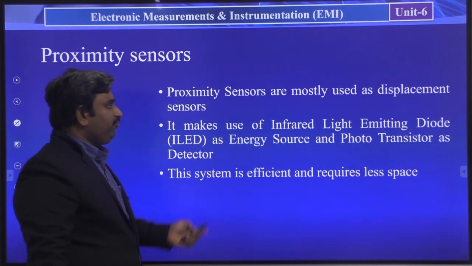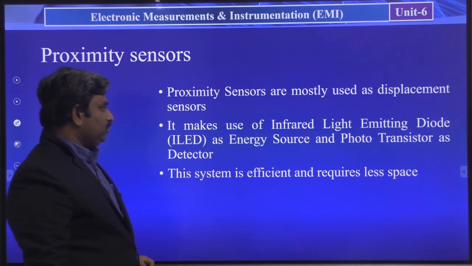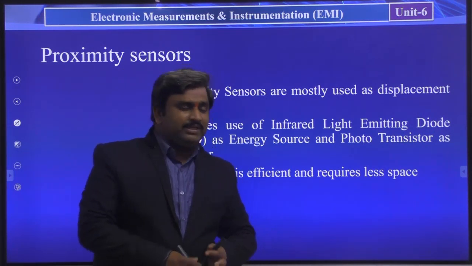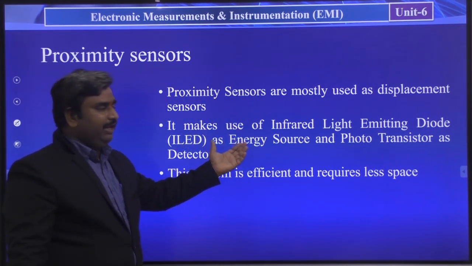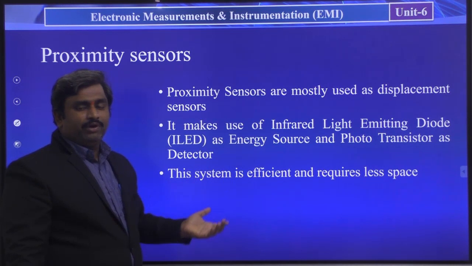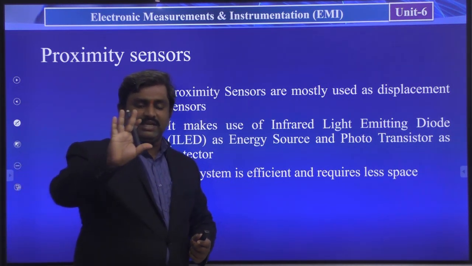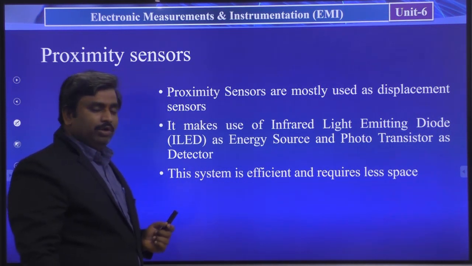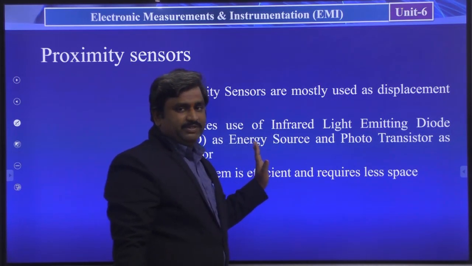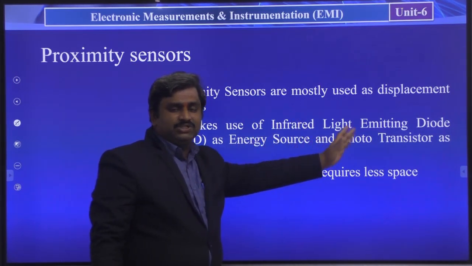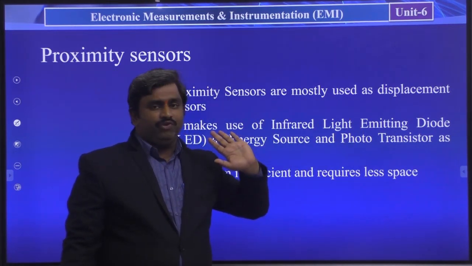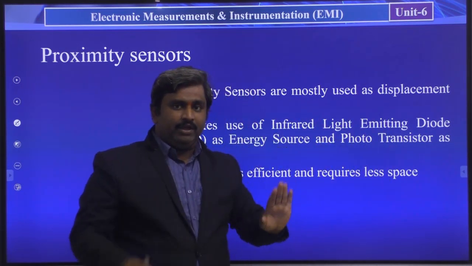It makes use of infrared light emitting diodes as the energy source and phototransistors as detectors. So for identifying nearby devices, the proximity sensor consists of an ILED and a phototransistor. The ILED, infrared LED, is going to emit infrared signals. After transmitting these infrared signals from the ILED, the phototransistor is going to detect the reflected signals. The infrared signals are transmitted by the LED in the free air.